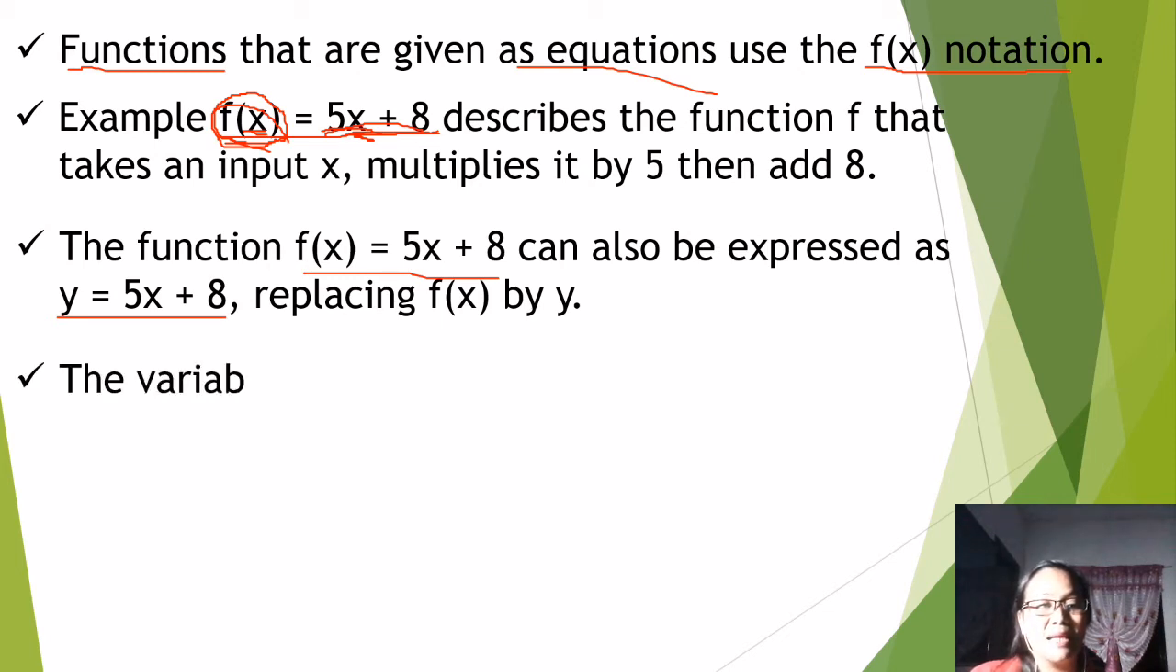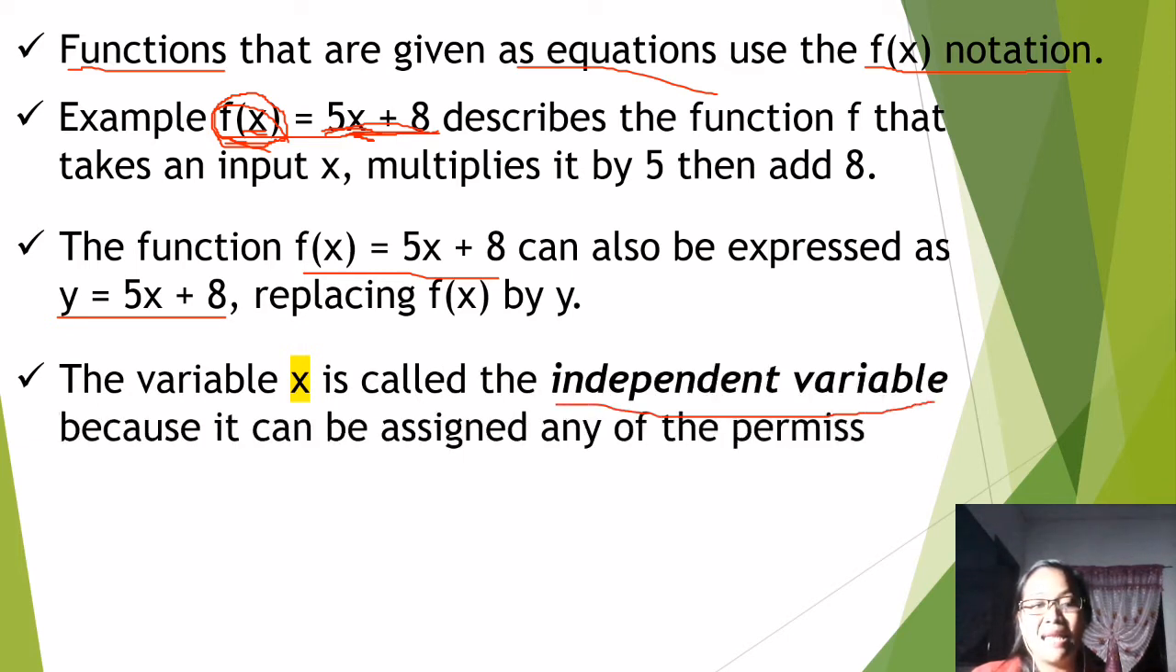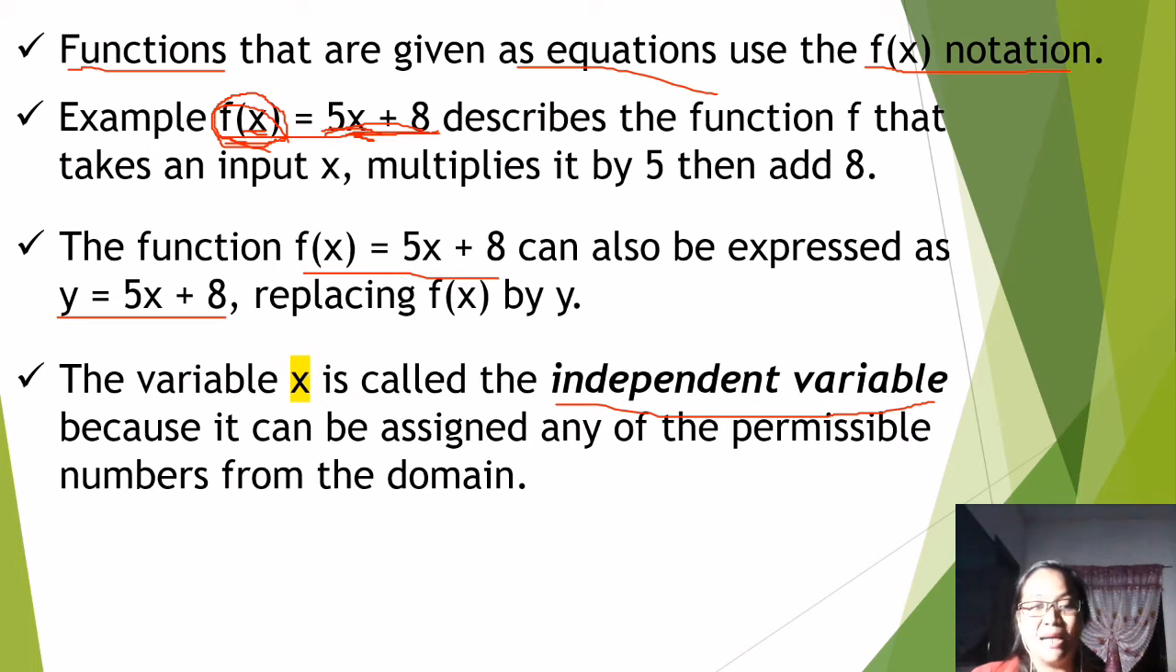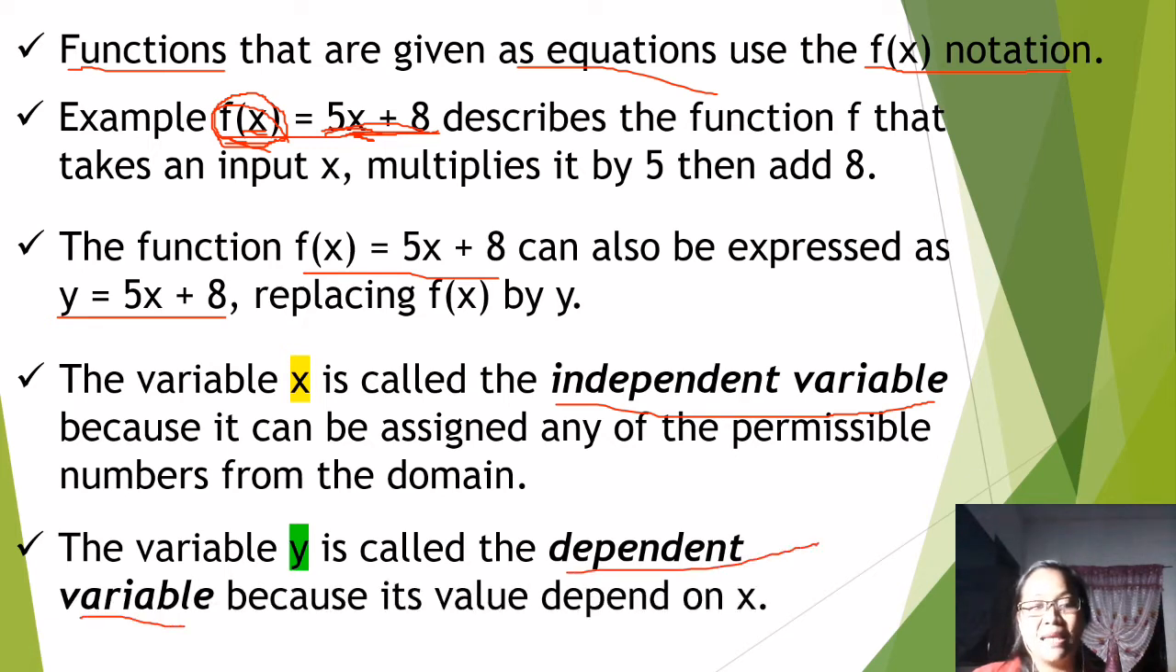Next, the variable x is called the independent variable because it can be assigned any of the permissible numbers from the domain. So, ang domain natin is x. Okay? So, as I mentioned a while ago, x is usually given, whatever the value of x that we choose. So, x can stand alone. And the variable y is called the dependent variable because its value depends on x. Meaning to say, we cannot compute y if the value of x is not given. So y depends on x. That's why we call it dependent variable.